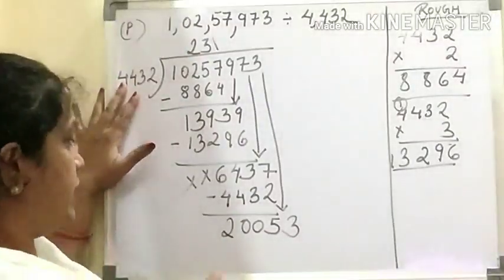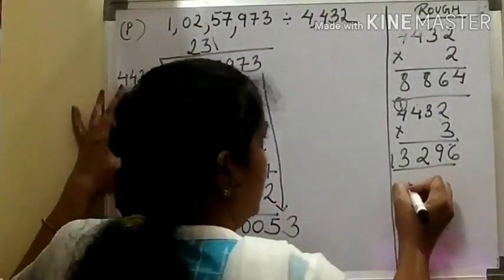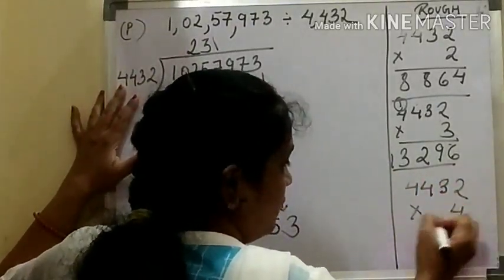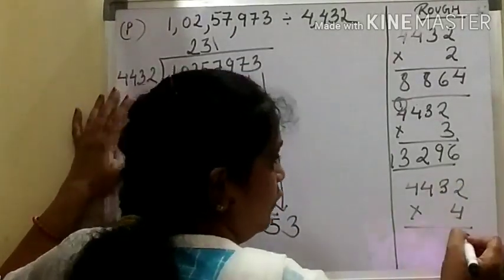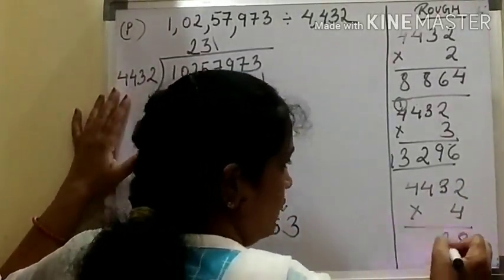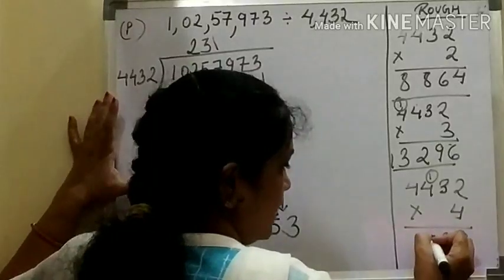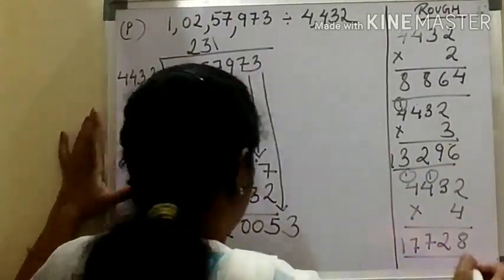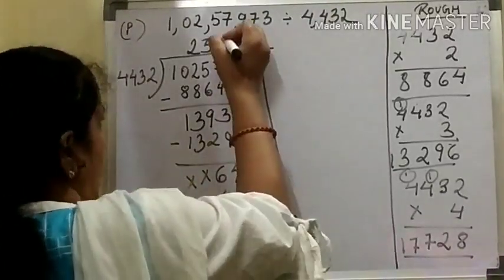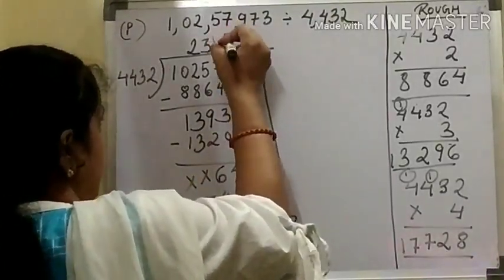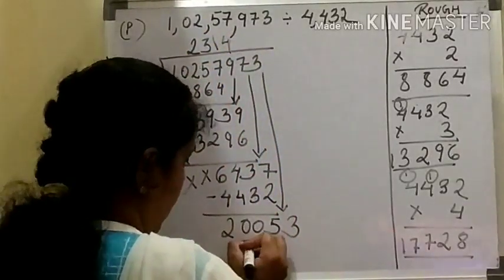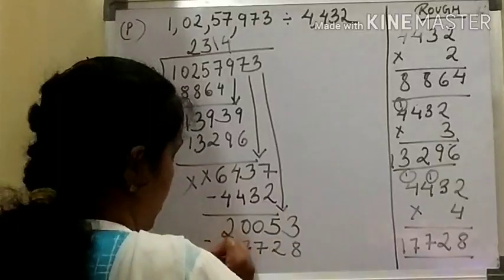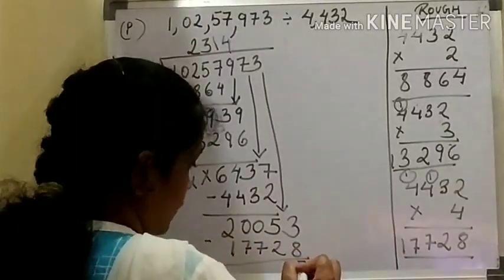Now 4432 multiplied. 5 fours are 20, so we will try by 4. 4432 multiplied by 4 I will do, because by 5 it will be greater. 4 twos are 8, 4 threes are 12, 4 fours are 16 plus 1, 17. 4 fours are 16 plus 1, 17. I got 17728. So I will do by 4. When I did it, I got 17728.